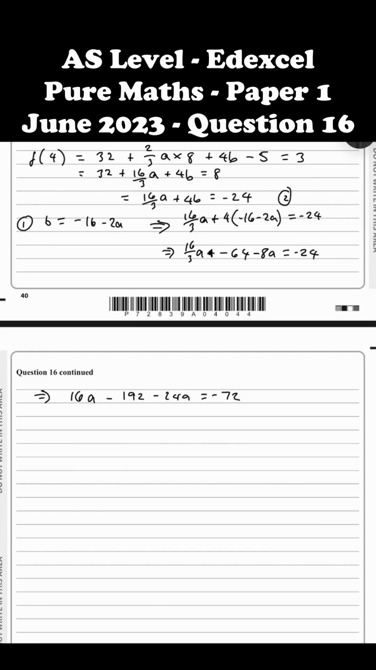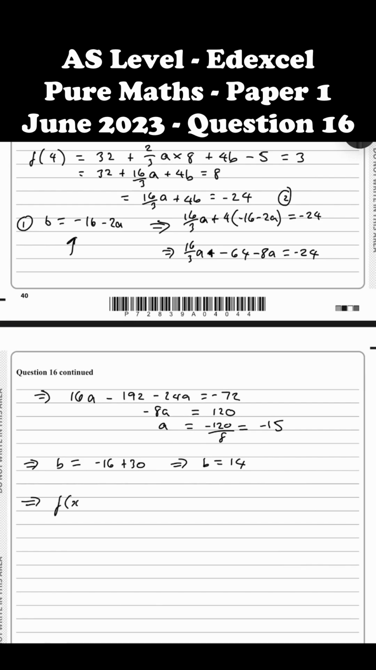Add 192 to both sides. We're going to get minus 8a equals 120. A equals minus 120 over 8, which is 60 over 4, which is minus 15. Therefore, b equals minus 16 plus 30. b equals 14. All I've done there is put it back into this equation 1 here. So, we know a, we know b, we know c.